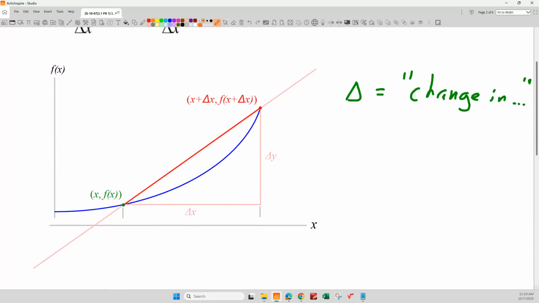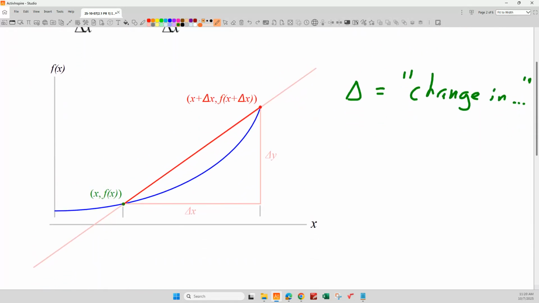If the blue function is f of x, then aren't the coordinates of this point right here, if this is at an x value of x, let's say, right? The coordinates are x, f of x. The input is x and the output is whatever the function gives us at x, f of x. If we scoot over to the right some amount delta x, then what did our x coordinates become? Well, they changed from x to x plus delta x, and so the output would just be f of that, f of x plus delta x, right?